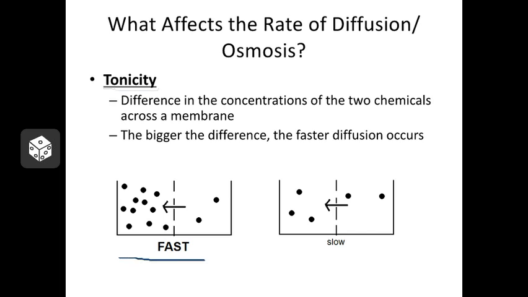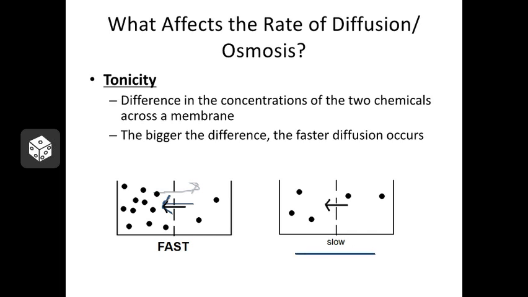Well, here we have a situation where we have a big difference in tonicity. This side is highly concentrated. This side has much less solute in it. In this situation, the solute is going to want to move from high to low really, really fast. And conversely, the water in the solutions is going to want to move the opposite direction really, really fast because there's a big difference in their concentrations.